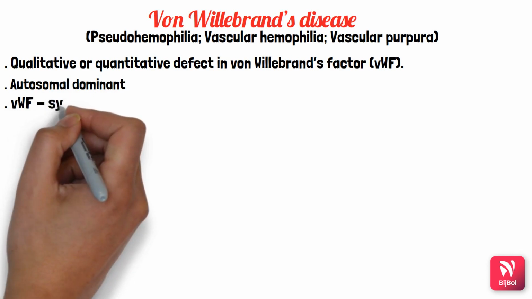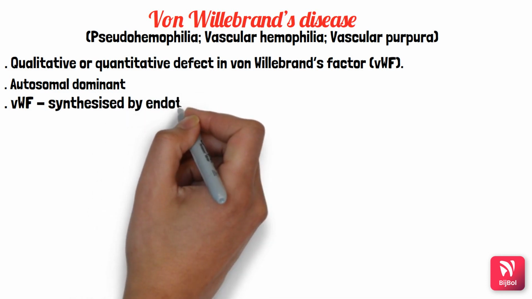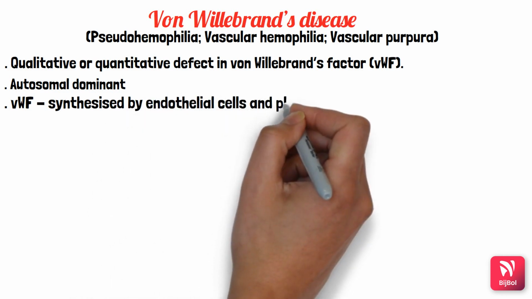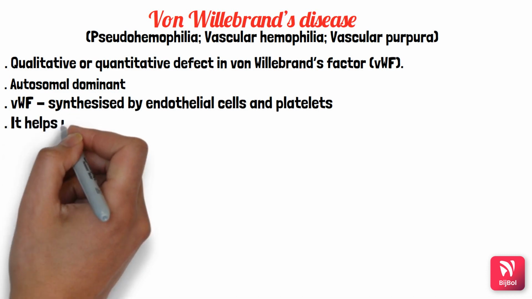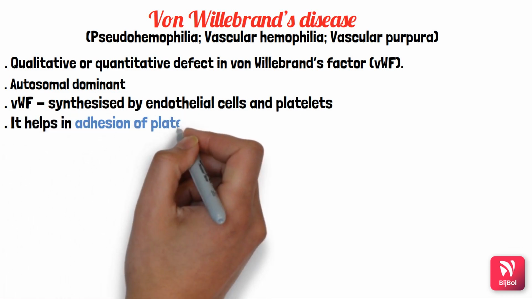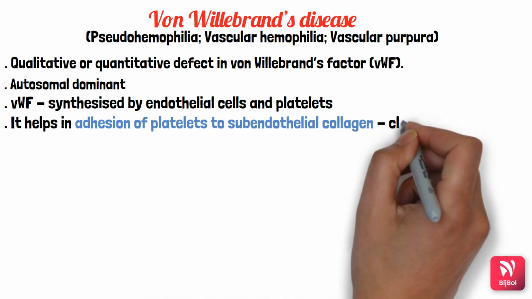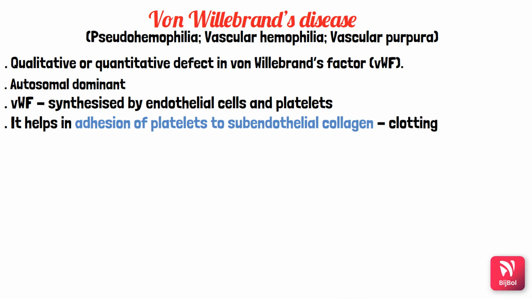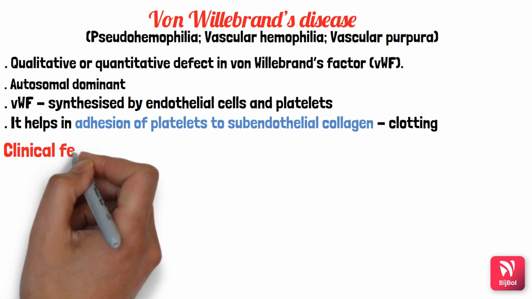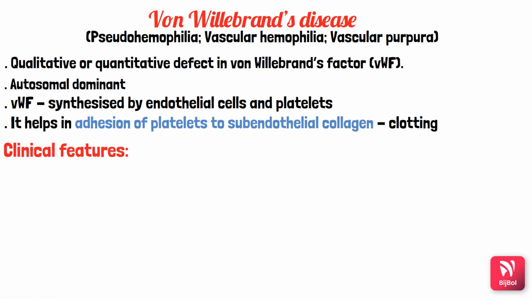How it is different from hemophilia is that von Willebrand factor is synthesized by endothelial cells and platelets. And mainly von Willebrand factor, like I told you before, helps in adhesion of platelets to subendothelial collagen. So whenever there is any injury, von Willebrand factor helps in adhesion of platelets to subendothelial collagen, resulting in clotting. So if there is a defect either qualitatively or quantitatively in von Willebrand factor, adhesion of platelets will be difficult and deficient. So here it is a bleeding defect, not a clotting defect.